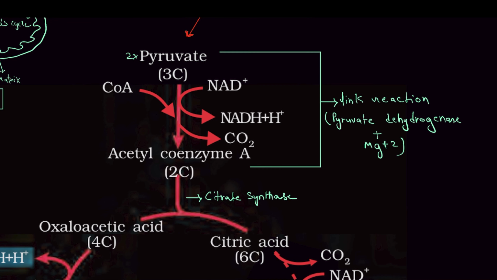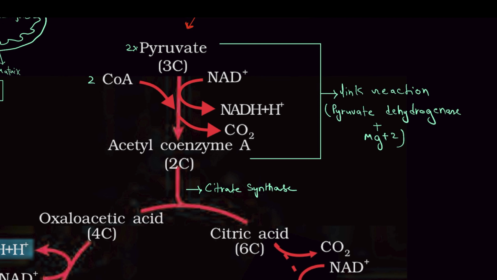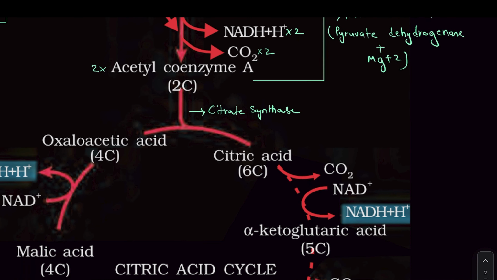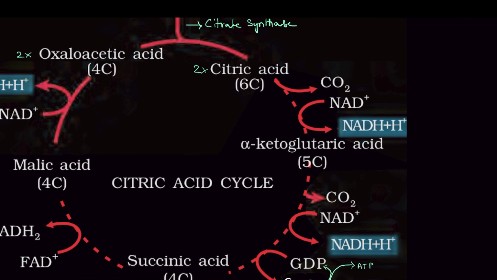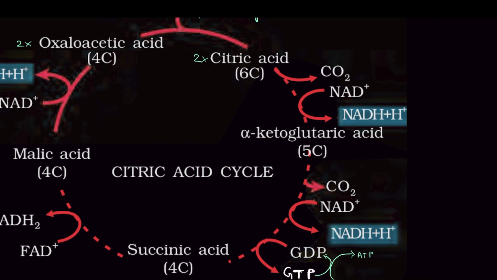So 2 molecules of pyruvic acid will require 2 molecules of coenzyme A, 2 molecules of NAD plus will get converted into 2 molecules of NADH plus H plus, and it will also give out 2 molecules of carbon dioxide to form 2 molecules of acetyl coenzyme A. 2 molecules of acetyl coenzyme A will react with 2 molecules of oxaloacetic acid to form 2 molecules of citric acid. These 2 molecules of citric acid will undergo decarboxylation to give out 2 molecules of carbon dioxide.